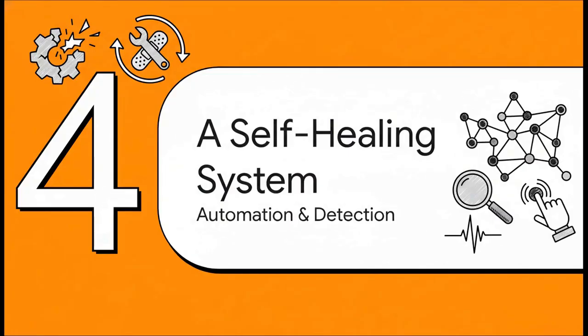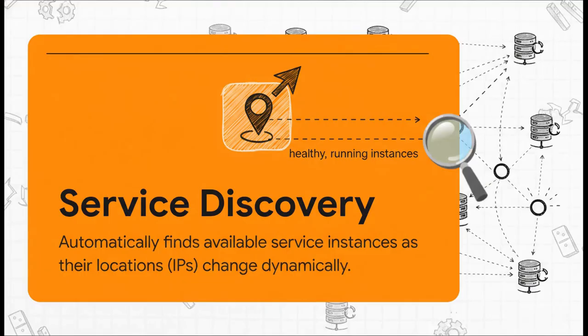Containing a failure is one thing, but what if the system could actually heal itself? Let's jump to our next section and see how we can build a self-healing system using smart automation and detection. It all starts with something called service discovery. And honestly, the easiest way to think about it is like a GPS for your entire system.